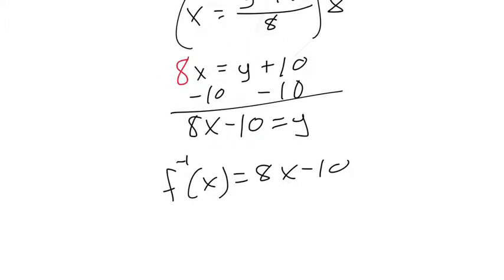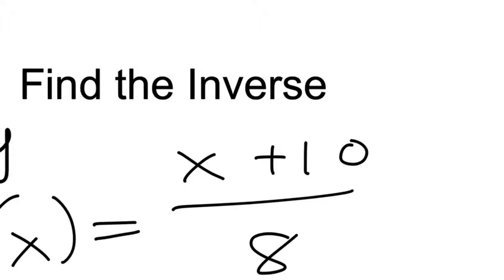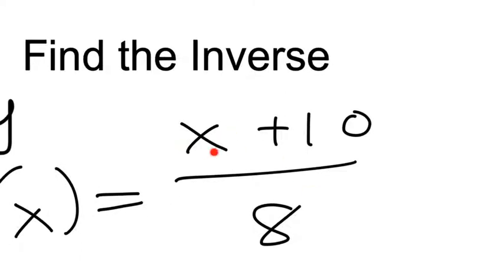And you can check your work by plugging in 8x minus 10 back into the original function. And if you plug that in here, it'll turn out to be x. Everything simplifies nicely.